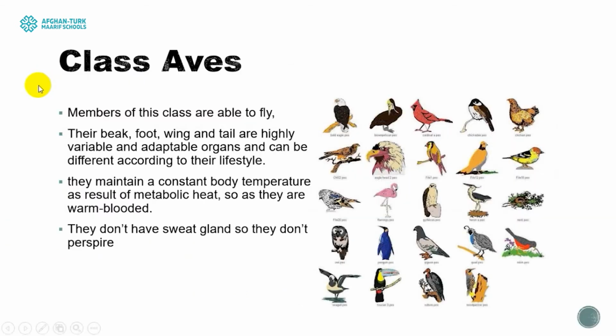Let's talk about some of their characteristics. First of all, members of this class are able to fly. Almost all of them are able to fly. Just some of them are running, and their body structure like beak, foot, wing, tail, even feather and size can be different according to their adaptation, their lifestyle, and their feeding behavior. They maintain a constant body temperature, which means they are warm-blooded.